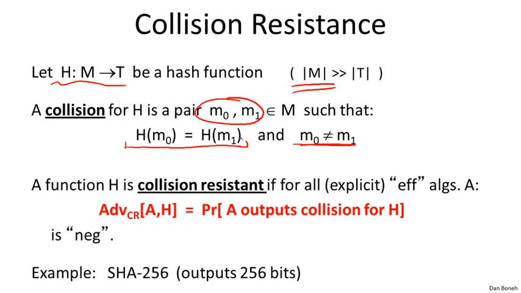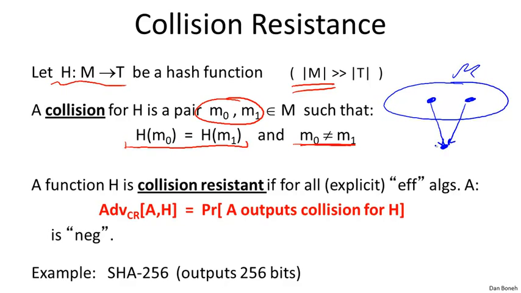So the image you should have in your mind is essentially there are 2 inputs, m0 and m1. They belong to this gigantic message space. However, when we apply the hash function to them, they happen to collide and they both map to the same output in the tag space. Now, we say that the function h is collision resistant if it's hard to find collisions for this function.